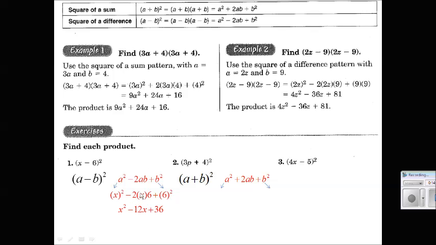Notice that 2x6 is the same as 6 times 2 times x, right? So you can simplify that. X squared, 6 squared, 2 times x times 6. So I go from this straight to this.